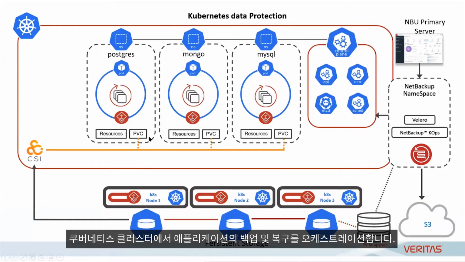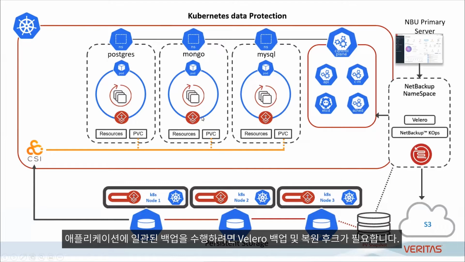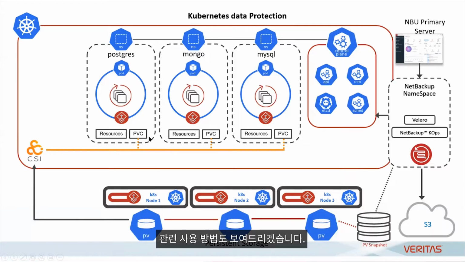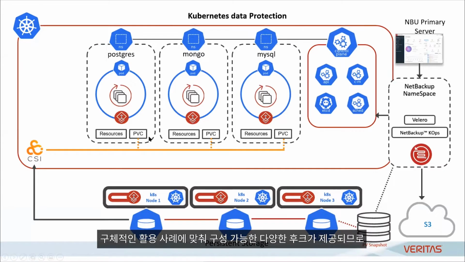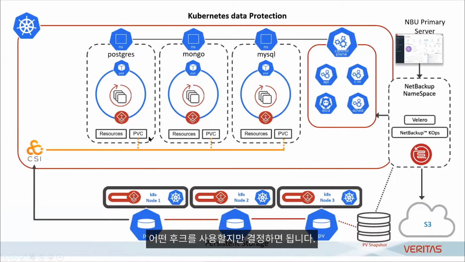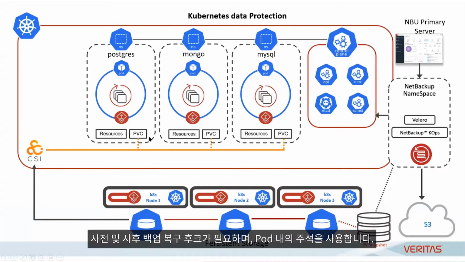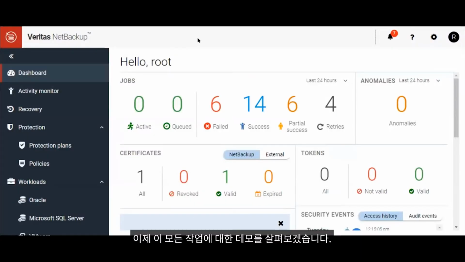In NetBackup 9.1, we use the Kubernetes operator for NetBackup, which orchestrates the backup and restore of the applications on the Kubernetes cluster. To perform the application consistent backups, we'll need Velero backup and restore hooks. But don't worry, I'll show you how to use those. There are a variety of hooks that can be configured for your specific use case. It just depends on which one you'd like to use. We'll need pre and post backup restore hooks using annotations inside the pod. Okay, let's take a look at a demo of all of this working.